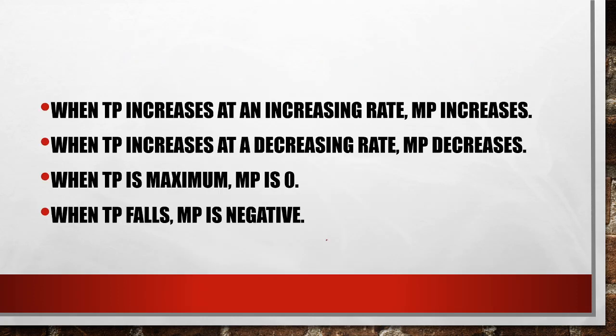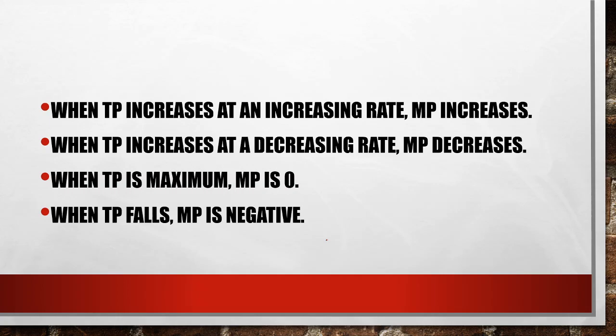These are the points which I have written to make it clear, so write these points. When TP increases at an increasing rate, MP increases. When TP increases at a decreasing rate, MP decreases. When TP reaches its maximum point, MP becomes 0. Last, when TP falls, MP is negative.